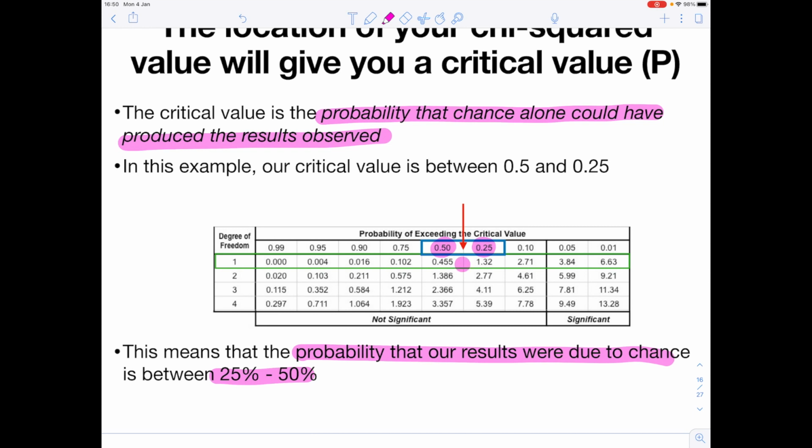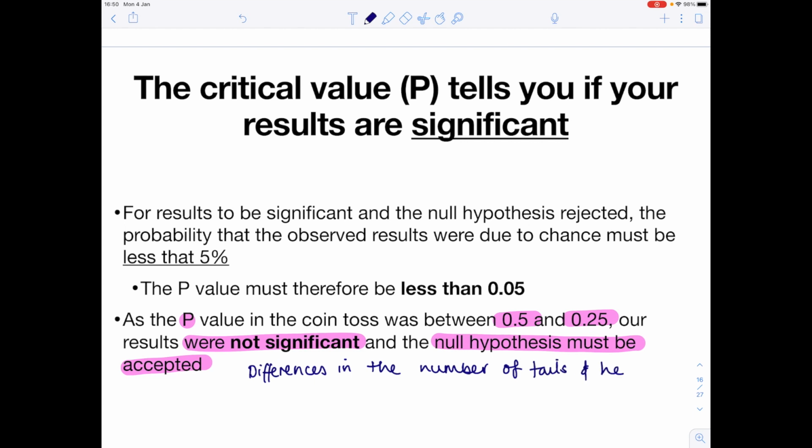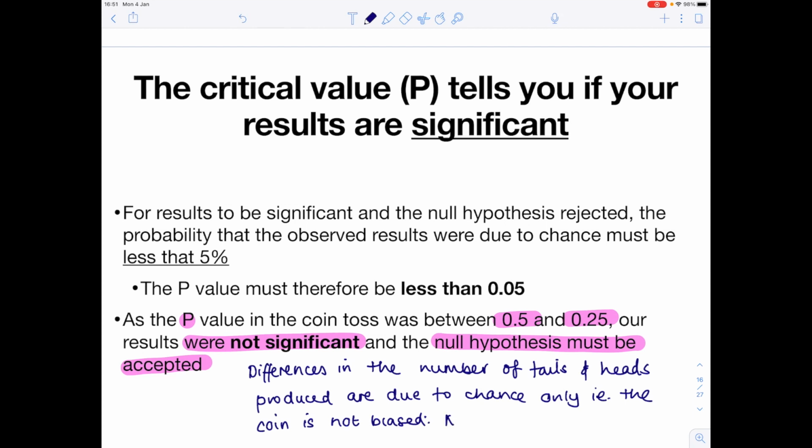So 1 falling in this position here tells us that the probability that our results were due to chance stands between 25 and 50%. And so if we look at this slide, because our p-value was between 0.5 and 0.25, we know that our results were not significant, and so therefore the null hypothesis must be accepted. So just to write it out, we're saying that differences in the number of tails and heads produced are due to chance only, i.e. the coin is not biased, and therefore we're saying the null hypothesis is accepted. And so you need to get used to using the right terminology.